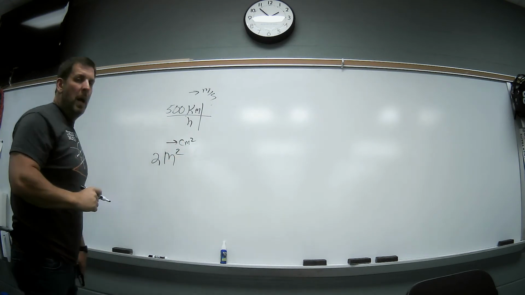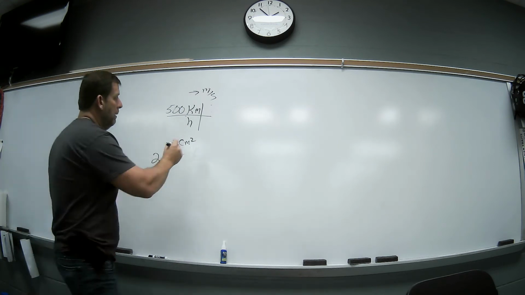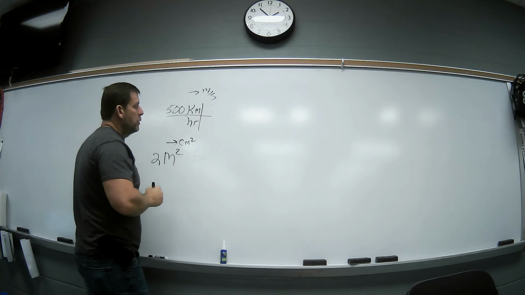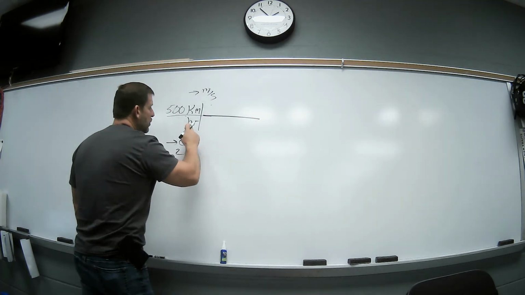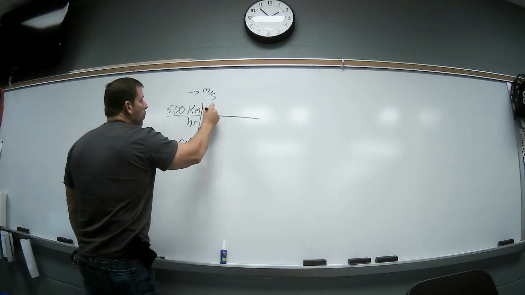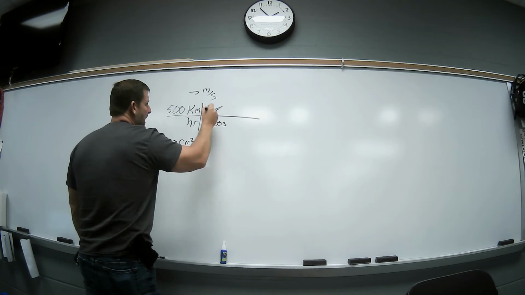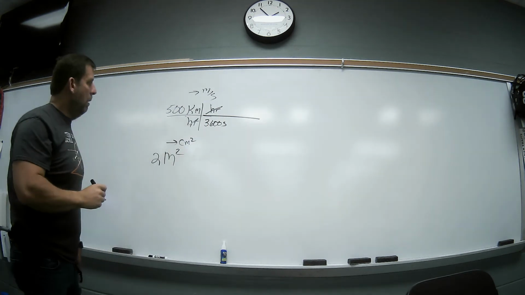All right. So let's just go ahead and start with this. Again, this is stuff you already know. So we have 500 kilometers per hour. Let's find the relationship. What's the relationship? We want to go from hours to seconds. Hours on top, 3,600 seconds on bottom. Notice hours cancels.